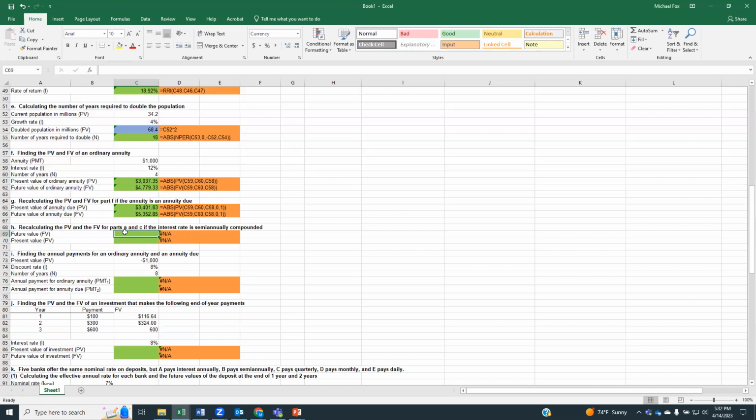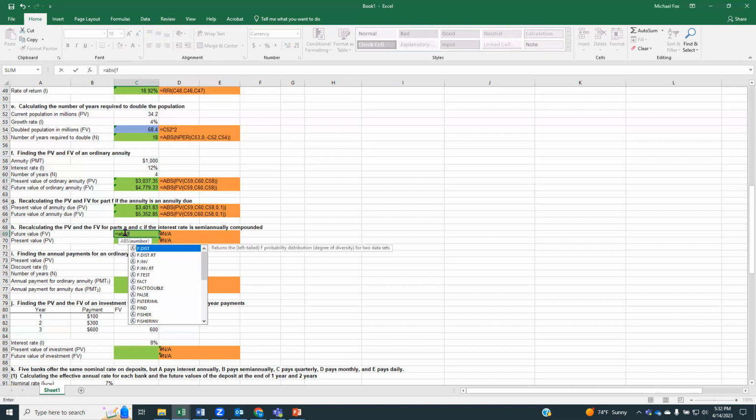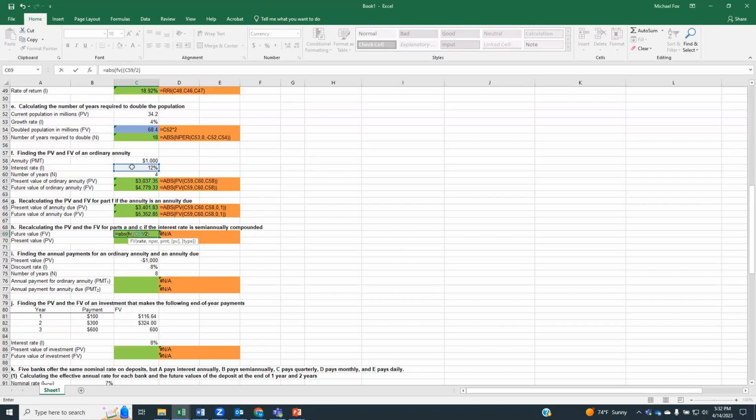Okay. So to find the future value, I'm going to say equals the absolute value of the future value. For my rate, actually, I'm going to put another parenthesis and I'm going to click on my interest rate and then hit a slash for divided by 2. So I'm going to divide my interest rate by 2. And then my number of periods, I'm going to put another parenthesis and I'm going to click on my number of years and then multiply that by 2.